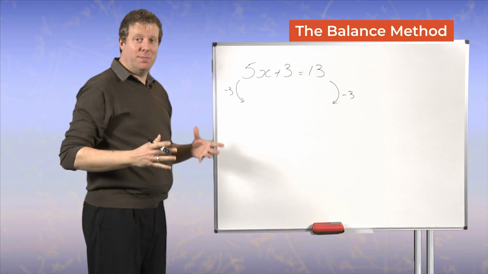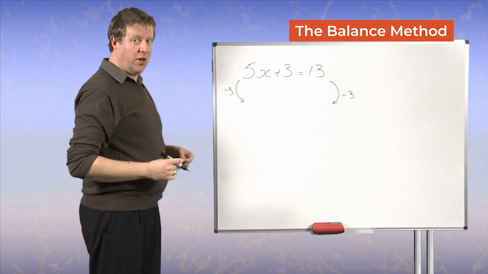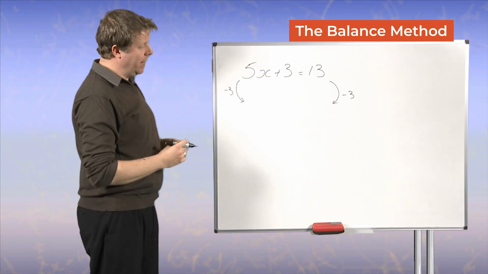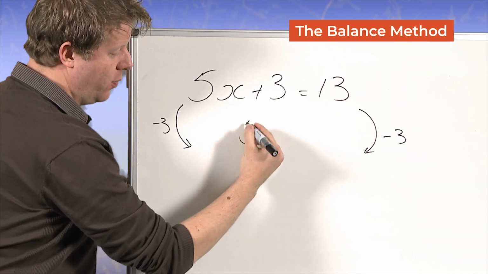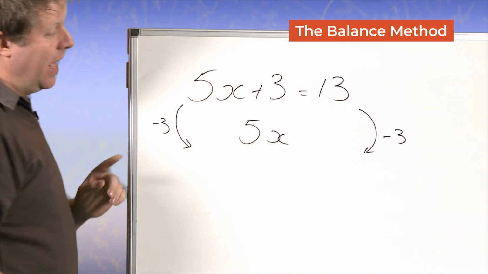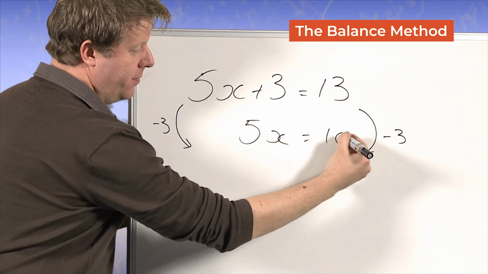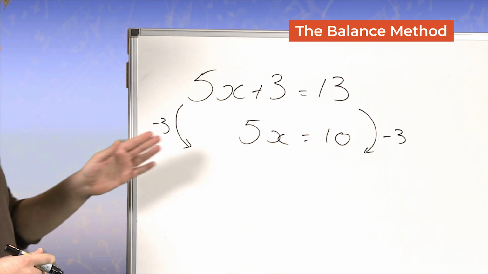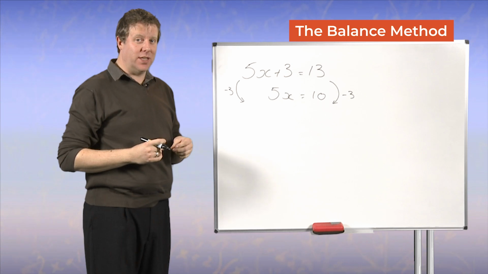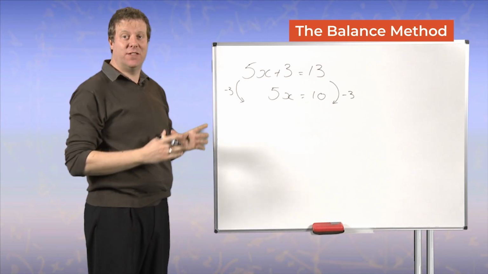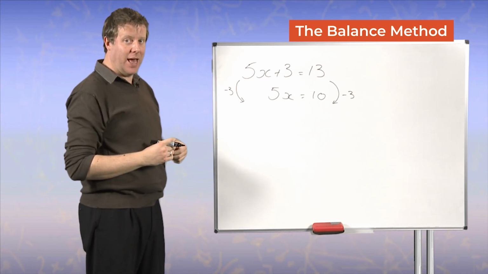Because remember, the balance method means we do the same to both sides. Well, if I subtract 3 from the left-hand side, I'll be left with 5x. And if I subtract 3 from the right-hand side, I'll be left with 10. So now I'm solving 5x equal to 10. And remember, 5x means 5 multiplied by x.